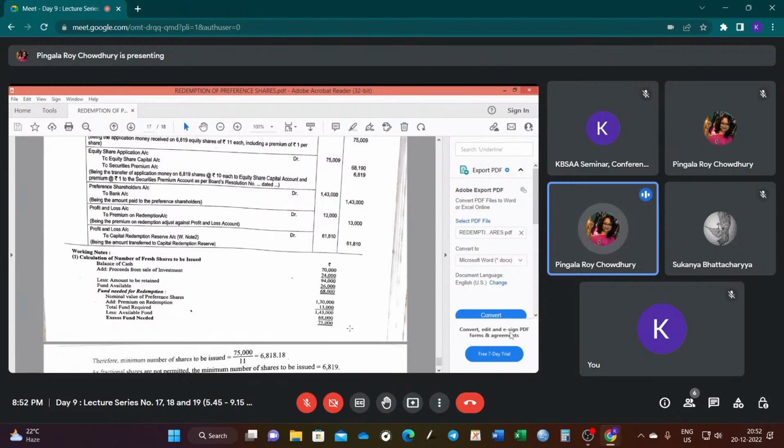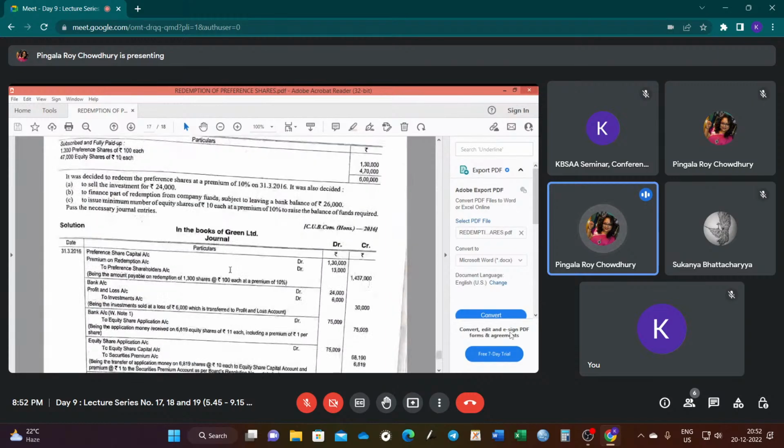Now we need to check what is the minimum number of shares to be issued, because it has been said here that you have to issue the minimum number of equity shares. That means the number of equity shares to be issued will be the least. Further, you have to utilize your divisible profits for redemption. You cannot finance the entire redemption out of fresh issue. That is why they have mentioned to issue the minimum number of equity shares of rupees 10 each at a premium of 10%. So a premium of 10% means 10 rupees plus 10 into 10%, which is 1 rupee. So 10 plus 1, total 11 rupees is the total value of one equity share.